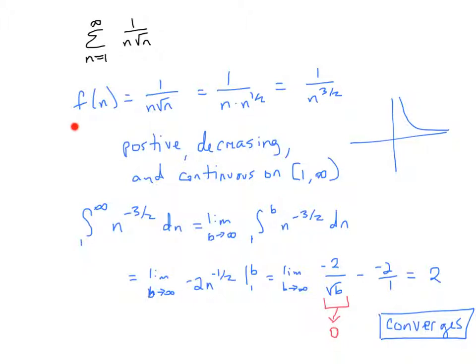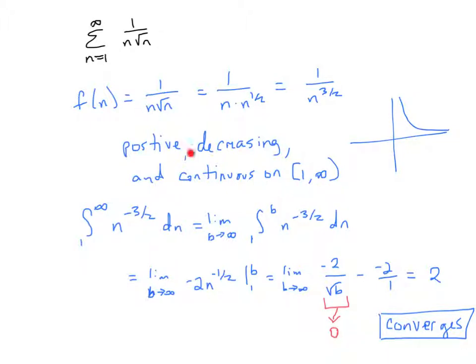So, anyway, we change our general term to a function, the function of 1 over n root n, and it looks like this when I graph it. I can also simplify this, so really I have 1 over n to the 3 halves. Looking at my graph, I can tell that it's positive, decreasing, and continuous on this interval, 1 to infinity, because I went from 1 to infinity with my series. So that's where these endpoints are coming from.